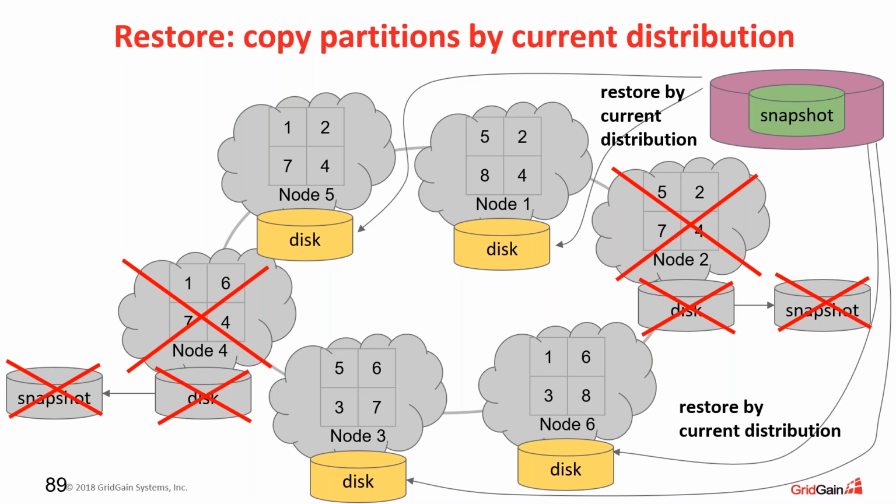Partition is a minimal atomic unit of information transfer in the cluster. The partitions are moved from one node to another when we change partition distribution in the cluster, when we want to scale. And the same operation is performed during distributed restore. We just move this partition from storage to the local nodes.